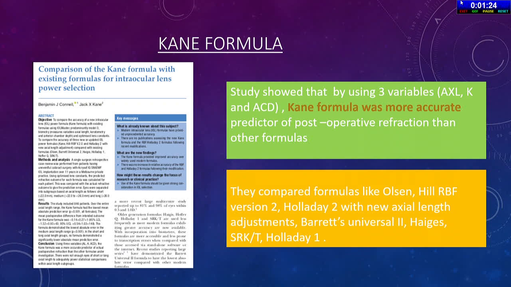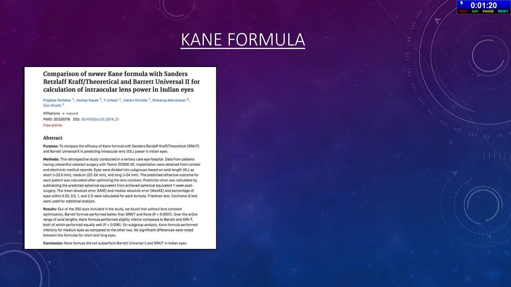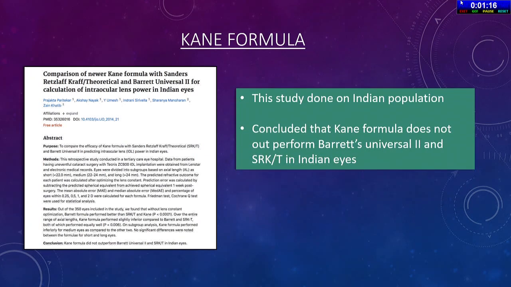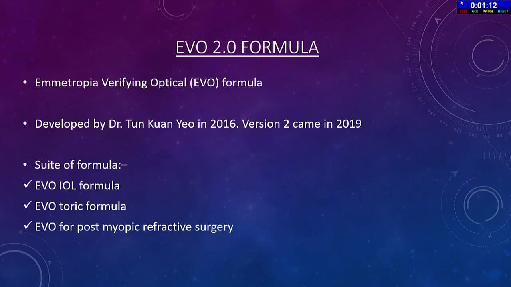Another new formula that has developed is the Emmetropia Verifying Optical formula, developed by Dr. Tun Yoo in 2016, and the newer version has come in 2019. It is based on the theory of emmetropization. It is a thick lens Vergence formula. The calculator is available online.